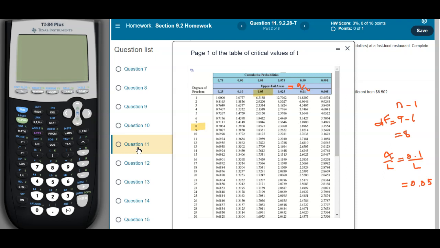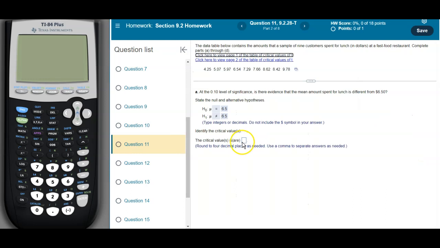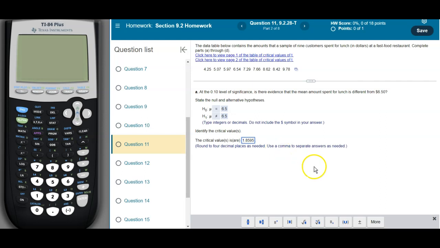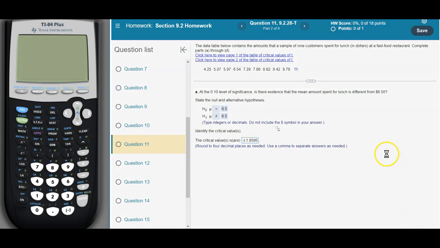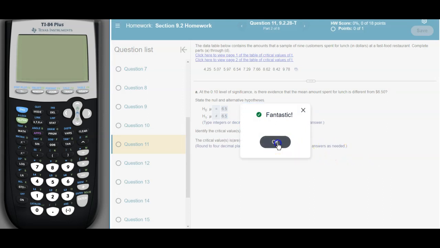The 8 is over here. We can extend it, and we can see it is 1.8595. So this is going to be 1.8595. However, remember you are in 2 tails, so 2 tails is always going to be plus or minus. And let's check it, and it's great.